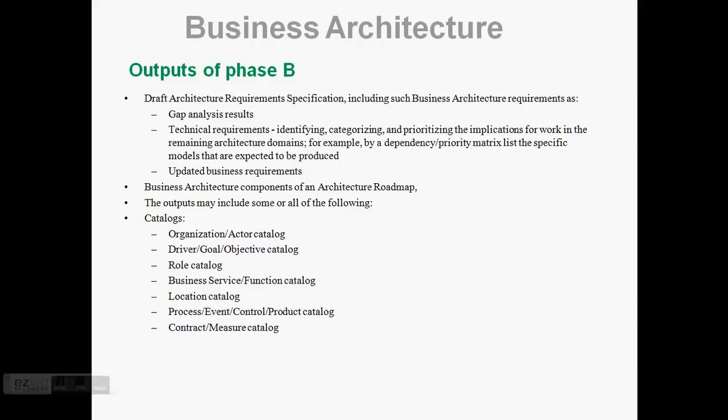The next output is the business architecture components of an architectural roadmap. This lists individual work packages that will realize the target architecture and lays them out on a timeline to show progress from the baseline architecture to the target architecture.